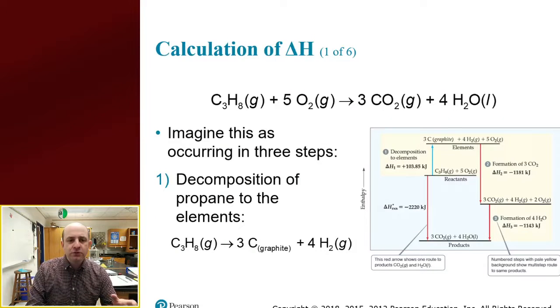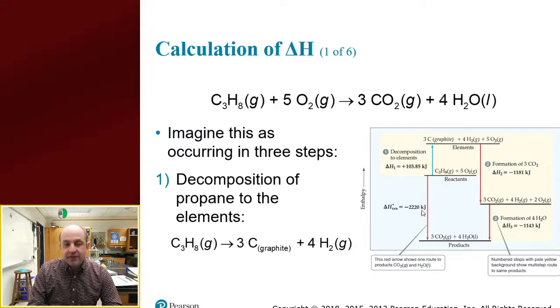All right, so how do we use these to figure out a delta H using Hess's law? Say we're trying to do this one, the combustion of propane. Propane plus 5 oxygen makes 3 carbon dioxide and 4 waters. Notice that the water is liquid here, so we have to pay attention to that. And so we're going to make a cycle. What we're trying to figure out is right here, from reactants to products.